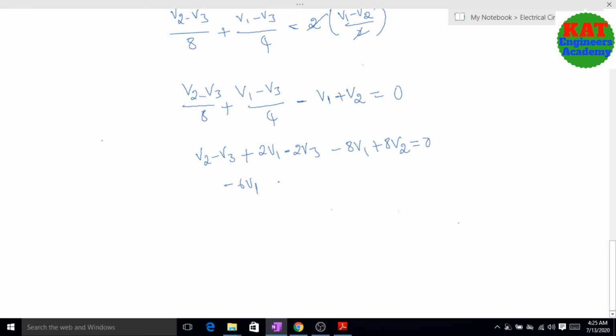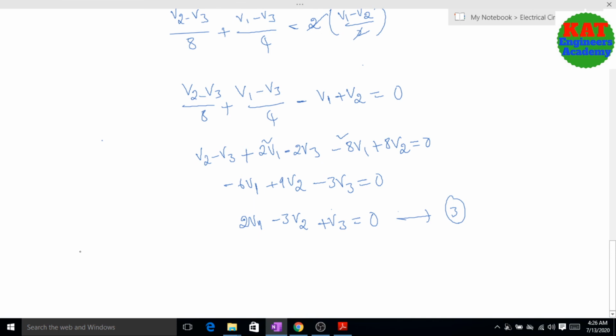Minus 6V1, next V2 plus 8V2 gives 9V2, next V3 minus 2V3 minus 3V3 equal to 0. So finally, by simplifying, just divide by 3 and arrange the equation. We get 2V1 minus 3V2 plus V3 equal to 0. You can consider this as the third equation.